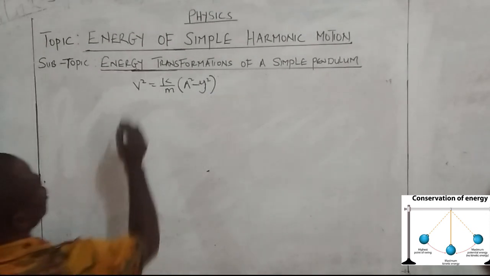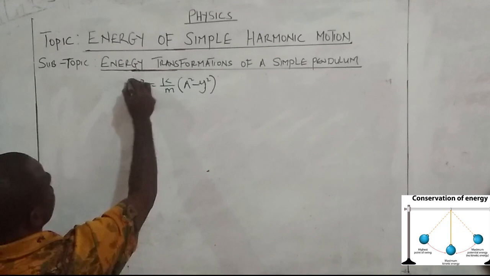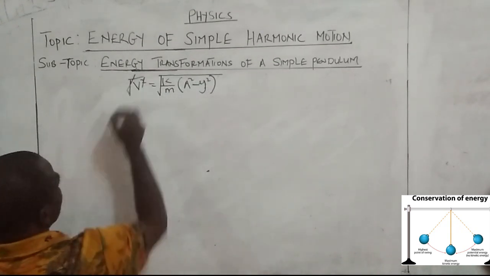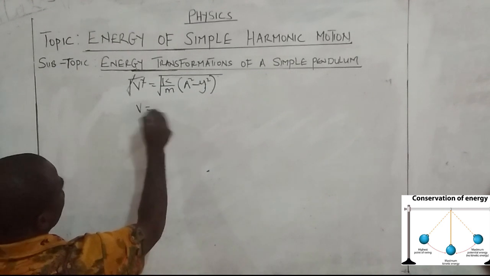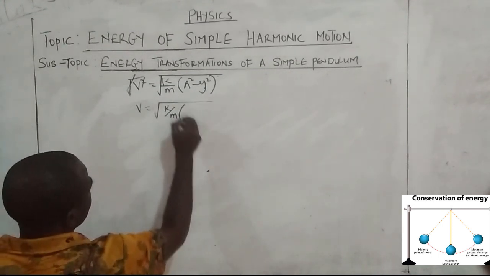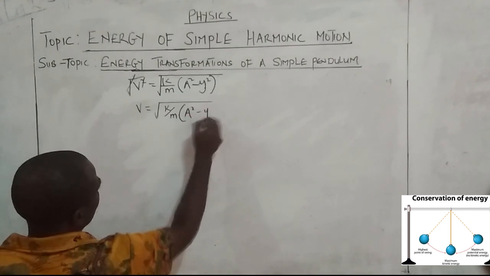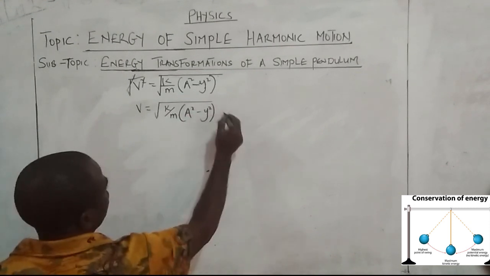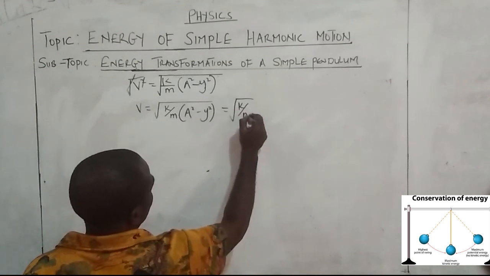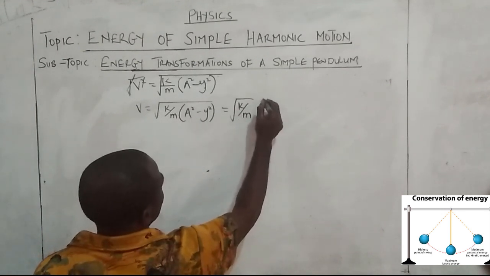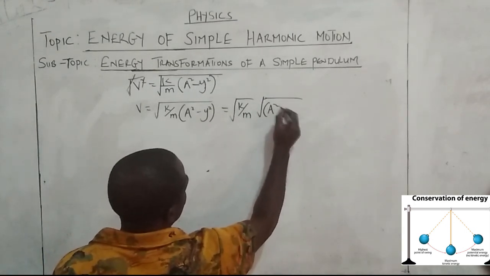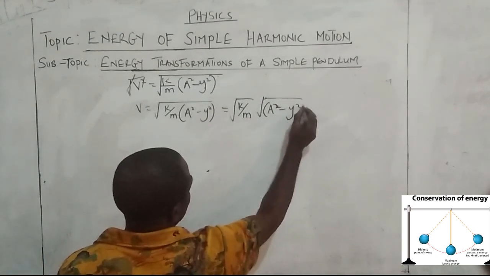From here, we find the square root of both sides. To cancel the square root, you have v equals the square root of k over m into a squared minus y squared. You can separate it: square root of k over m, times square root of a squared minus y squared.